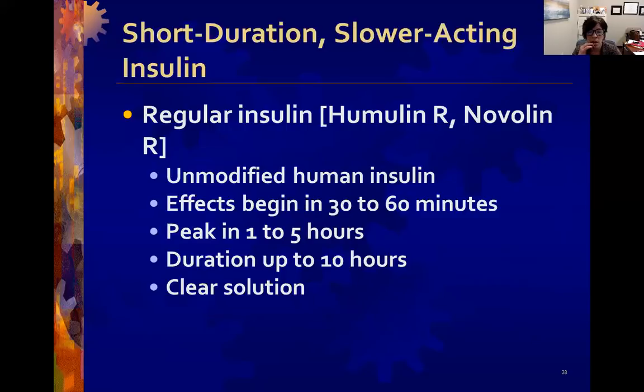Again, this is another synthetic analog, rapid onset 10 to 15, shorter duration, should be administered close to the time of eating. Regular insulin, now we move into short, but it's a little bit longer than your Lispro and Aspart. This begins in about 30 to 60 minutes, peaks in about 1 to 5 hours, lasts for 10 hours. It's a clear solution.